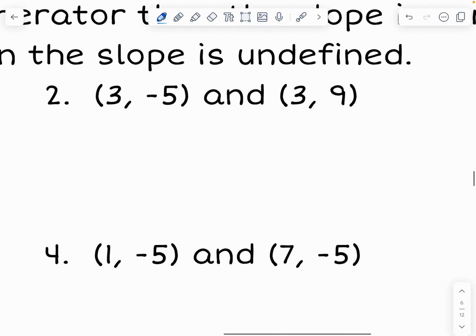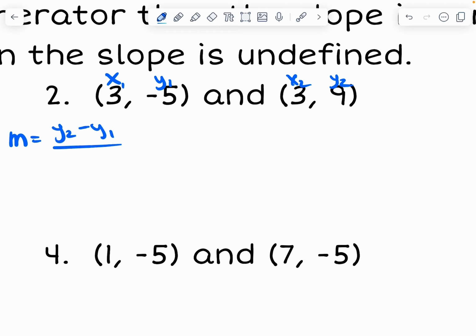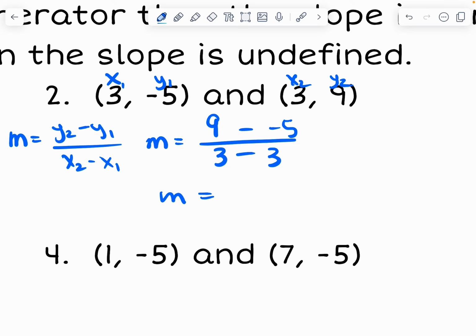Over here, same thing. x1, y1, x2, y2. Again, my slope formula says y2 minus y1 over x2 minus x1. I would consider going ahead and putting those minus signs there. 9 minus a negative 5, 3 minus 3. That is going to get me, that's a plus, so that's 14 over 0, so this is an undefined slope.